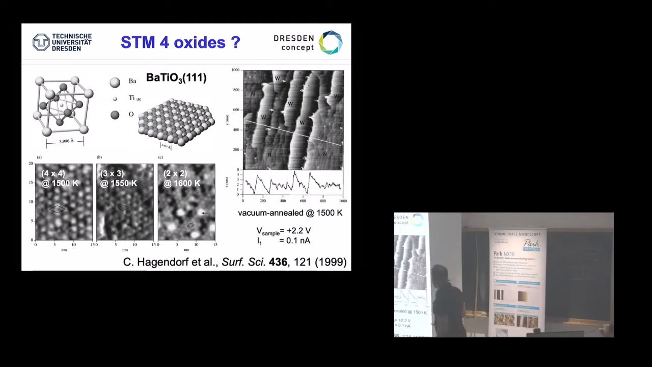Now, one of the early works was actually in the group of Neddermeyer in Germany. They were looking at barium titanate (111) with an ordinary scanning tunneling microscope. You see the parameters, 2.2 volts, and that's even below the band gap of barium titanate. And the currents they were driving was 0.1. Plus means sample positive bias. So sample positive means the electrons are injected into the sample.